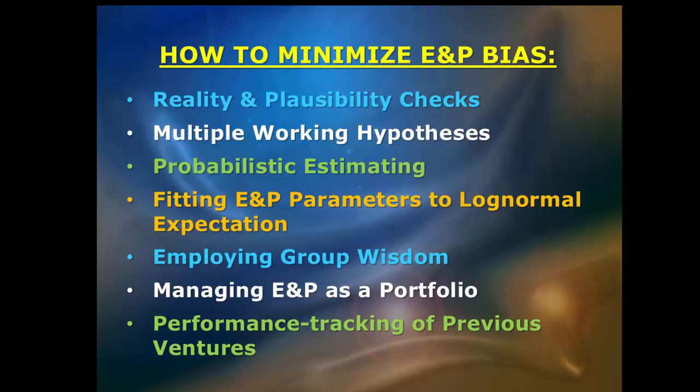Estimating probabilistically rather than deterministically. Recognizing that many of these parameters fit the log normal distribution rather than a bell-shaped curve, and fitting our predictive patterns to that led us to make better estimates. Trying to independently get different views of a project so we can again widen our ranges. Managing E&P as a portfolio of opportunities rather than a series of single one-off ventures. And then having the courage to track our performance, having the courage to keep records, look at what we said was going to happen, and look and see what happened, and learn from it. So I'll go through some of these real quick, not all of them.